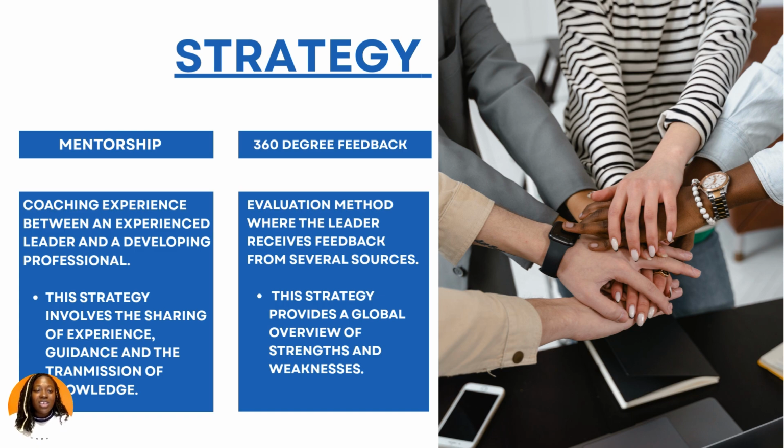And then another strategy that we have is the 360-degree feedback. Now, this is an evaluation method where the leader receives feedback from several sources, and this strategy provides a global overview of strengths and weaknesses. Now, I'm sure as employees in her workplace were talking amongst themselves and discussing, they might have come up with a few weaknesses that they see on Beverly's end, and that may have been the reason that the 70% is dwindling at a speedy rate.